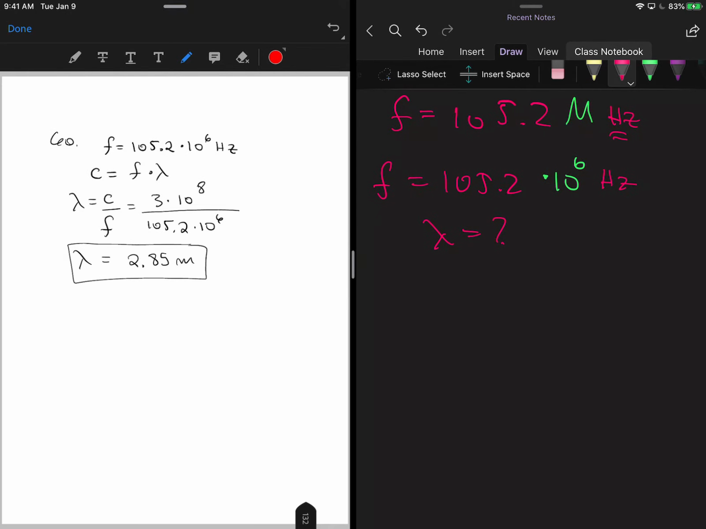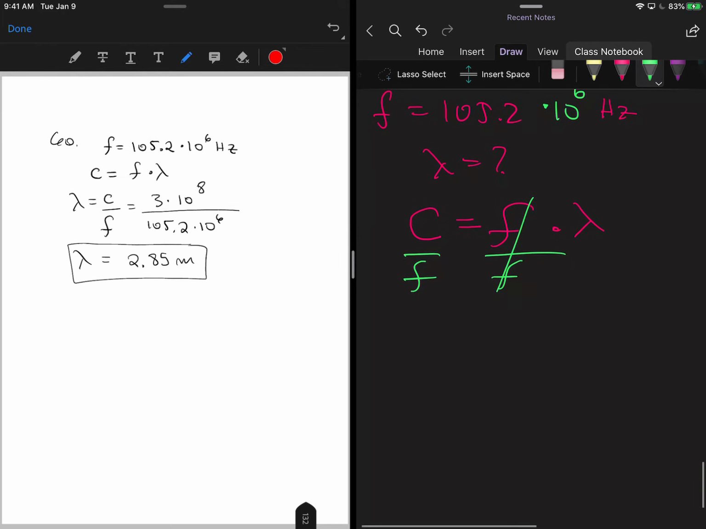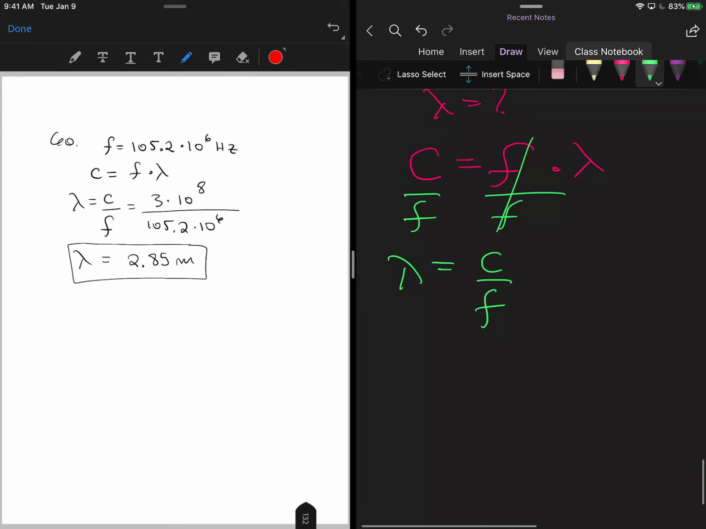So the equation is pretty simple. The speed of an electromagnetic wave, or the speed of light, is going to equal the frequency multiplied by the wavelength. And we want to get the wavelength, so let's divide both sides by the frequency. And so the wavelength is going to equal the speed of light divided by the frequency.